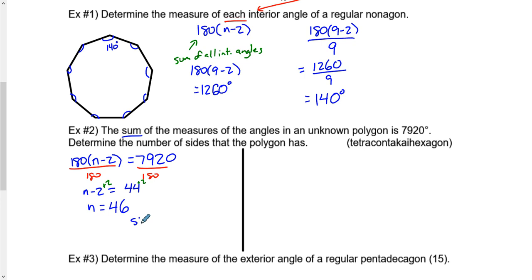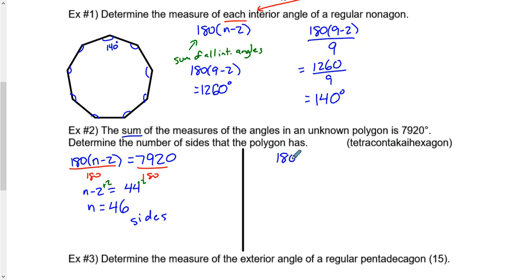There would be 46 sides. So it would be a 46-sided figure. The official naming scheme for a 46-sided figure is a tetrachontachihexagon. If you want to go for some extra credit and extra fun, check out Google and go to regular polygon naming. It does get wild the more sides that you get.